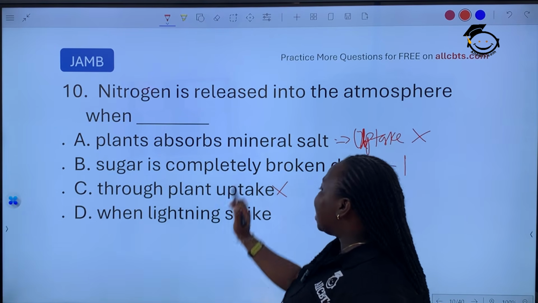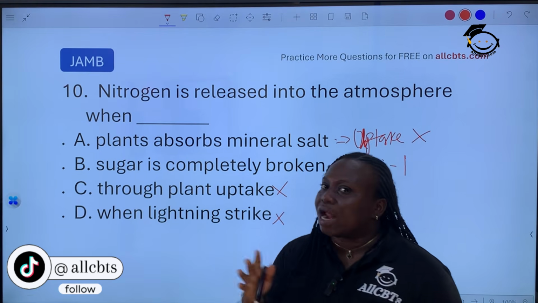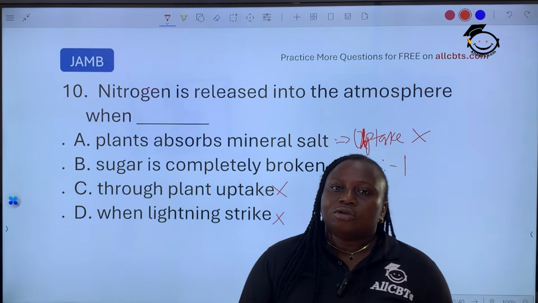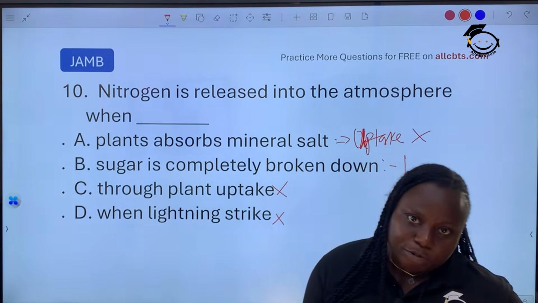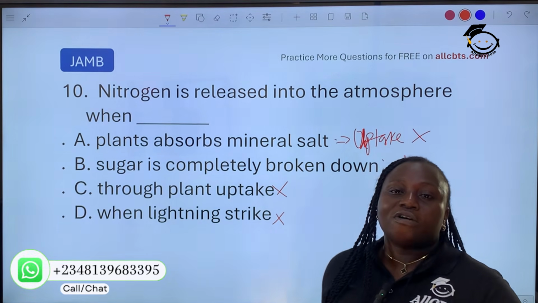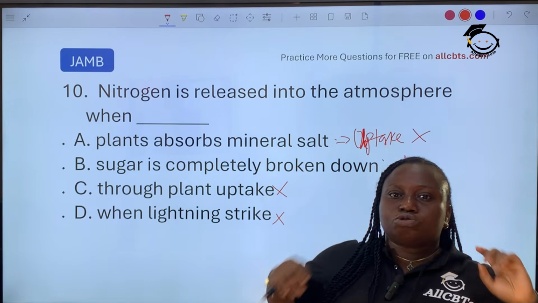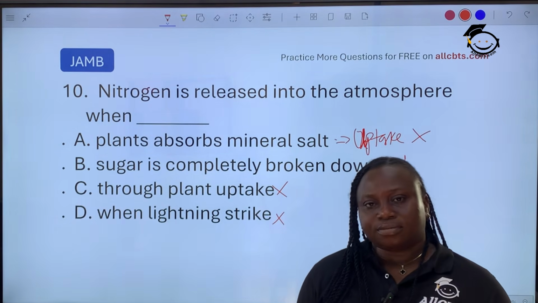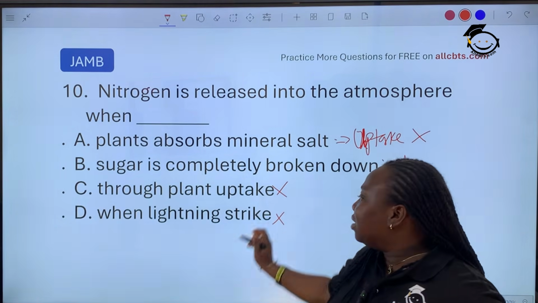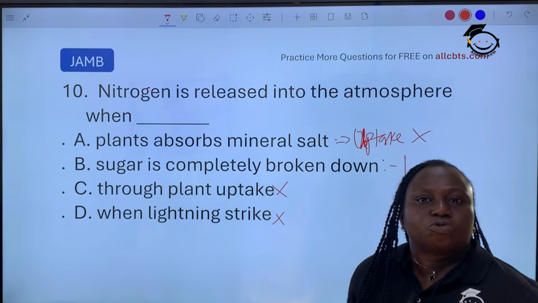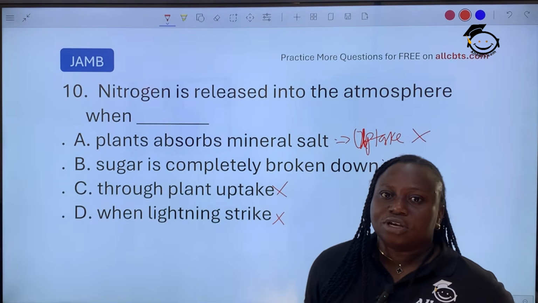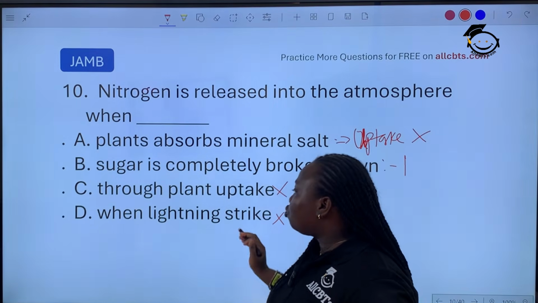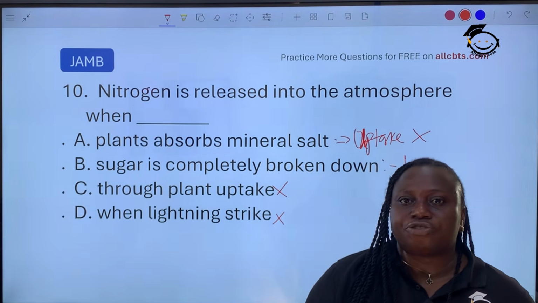Now we have when lightning strikes. So when lightning strikes, what happens? When we're looking at the nitrogen cycle, we say that lightning will convert atmospheric nitrogen to soil nitrates. So lightning is not releasing nitrogen. The only thing that it's doing is just adding soil nitrates.